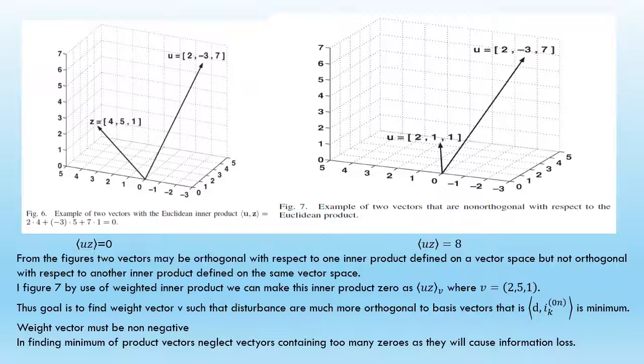From the figure, we can see that in figure 6, two vectors are shown that are orthogonal to each other. But in figure 7, vectors shown are not orthogonal. Thus, we will define a weight vector v that will make the two vectors orthogonal to each other. Our main goal is to find vector v such that disturbances are much more orthogonal to basis vectors. That is, the inner product of D and orthonormal basis I is minimum. The weight vector must be non-negative, and in finding the minimum of product vectors, neglect vectors containing too many zeros, as this will cause information loss.